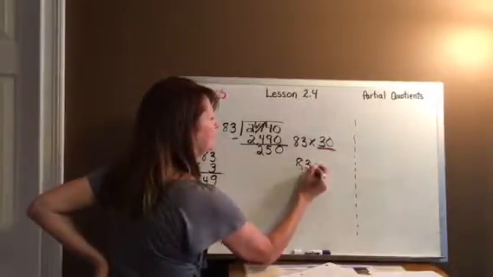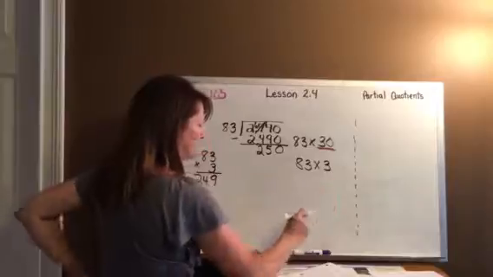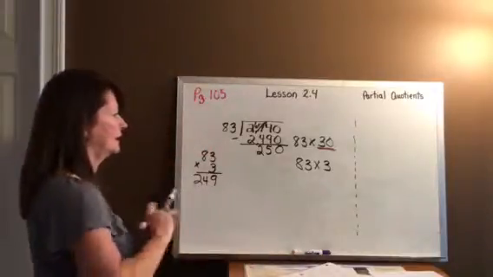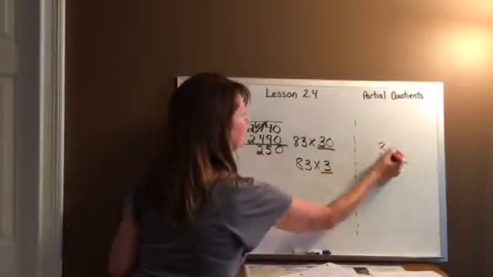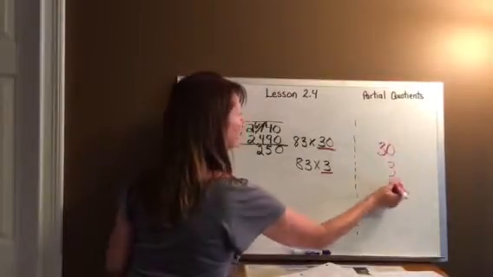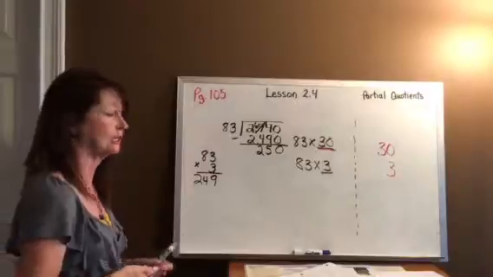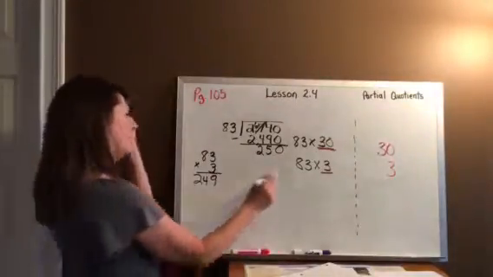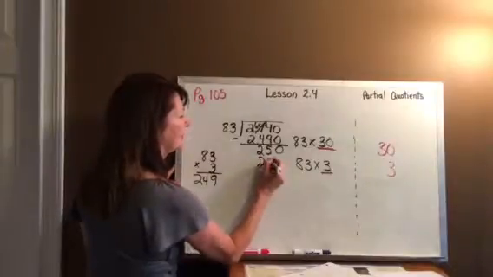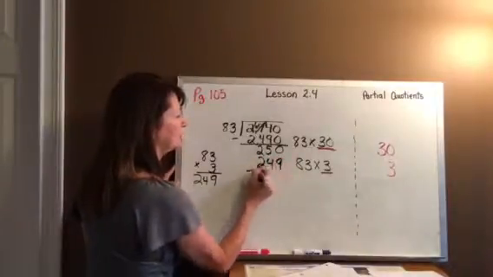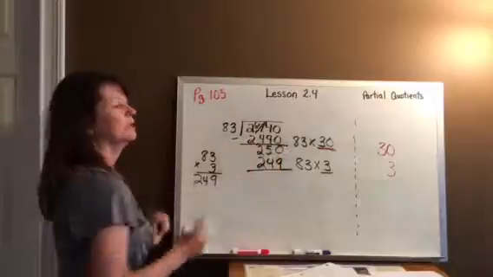83 times 3. Again, let's go ahead and highlight this. I think this is going to work out for us, guys. So I'm going to go ahead and put my 30 over here. I'm going to put my 3 over here. This is looking good. All right. So 83 times 3 is, I've already done the work. I'm going to use it again. Thank you very much for not erasing it or scratching it out.